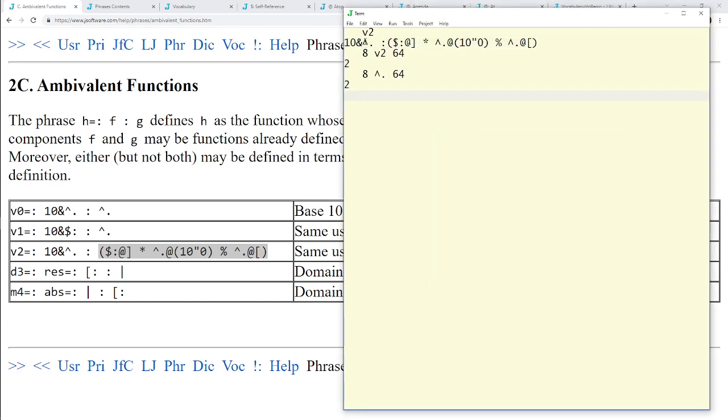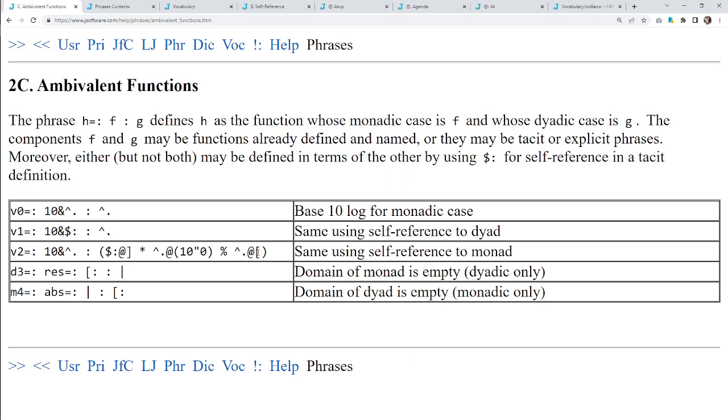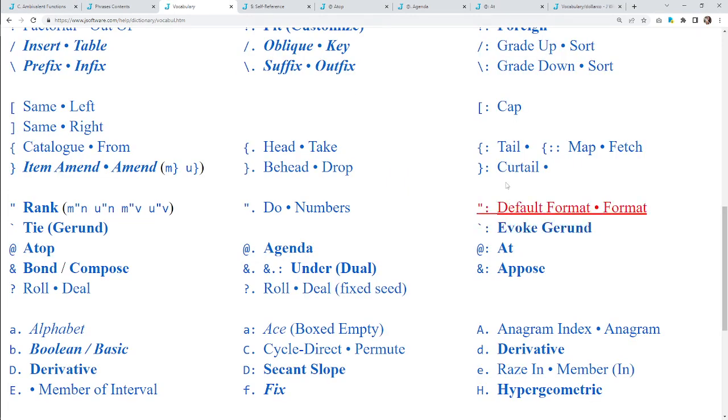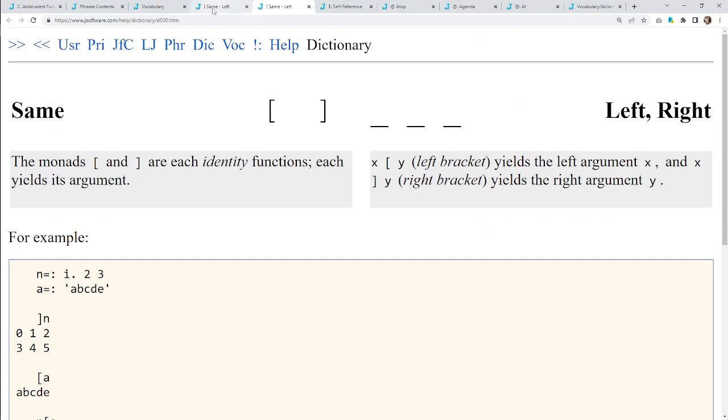Okay. So we're looking at this right side, and how it's using a self-reference to this to get you this. Okay, so first let's look at this square bracket thing, the left and right square bracket. We'll start with the left square bracket because if we go right to left, that's the one that comes first. Same left and same right. Okay, they both equal same.